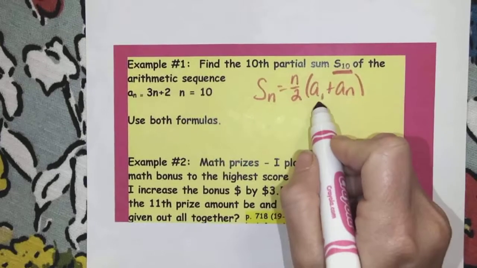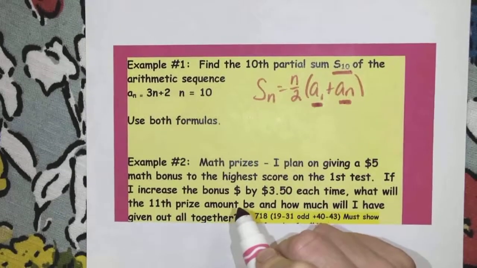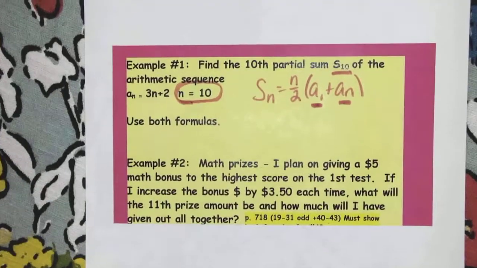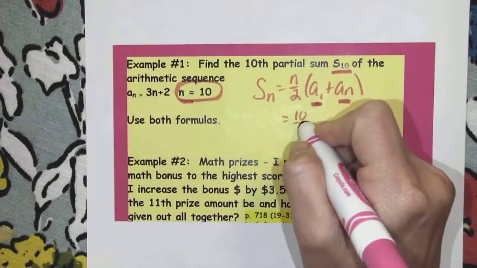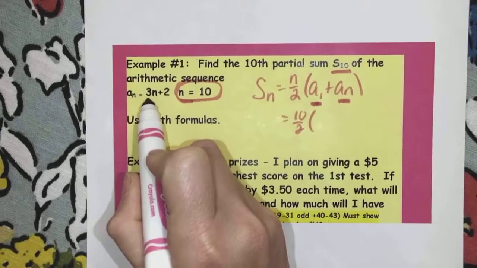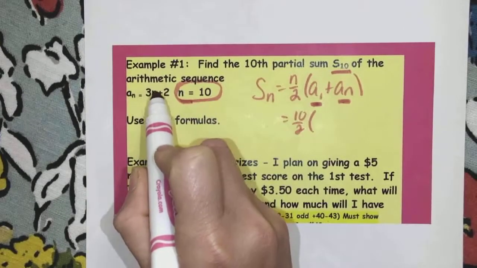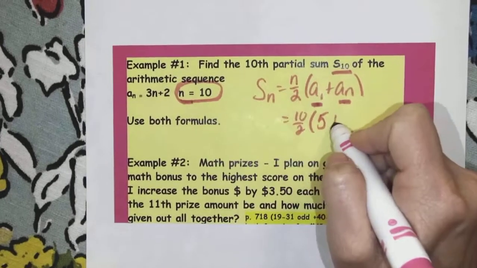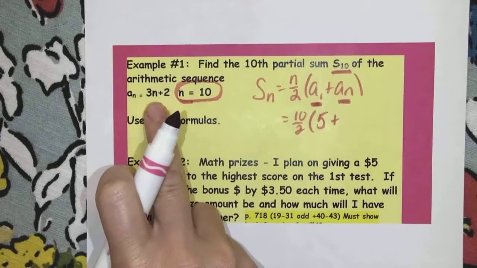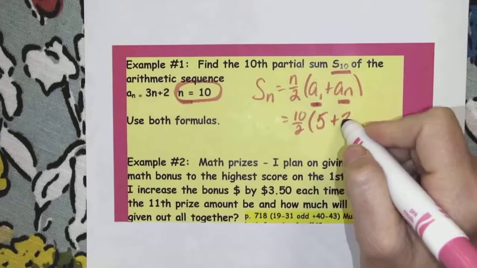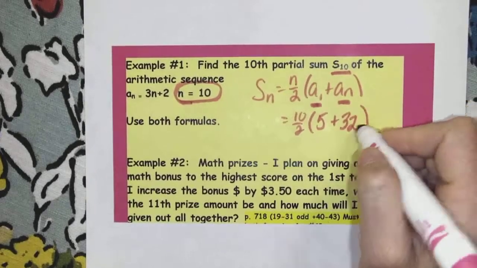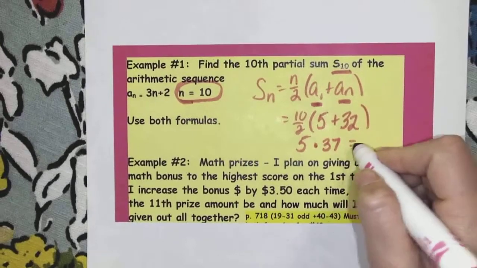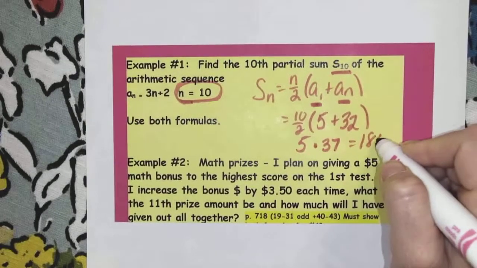And because I can easily find the first and the 10th term or the last term. So partial sum, I want the first 10 numbers, so I'll plug 10 in for n. My first term, I plug in a 1. 3 times 1 plus 2 is 5. To find my 10th term, I do 3 times 10, which is 30, plus 2 is 32. So then I would have 5 times 37, which gives me 185.